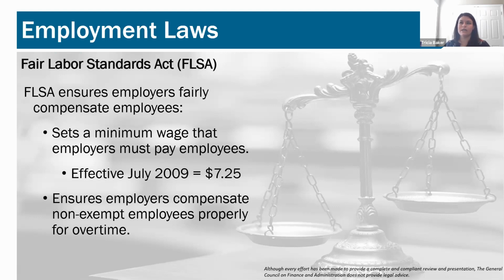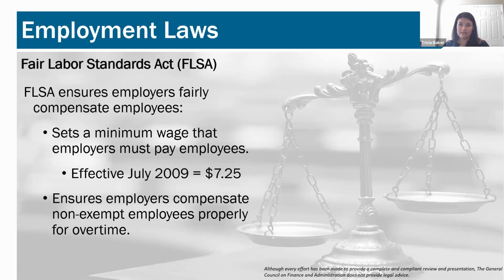So the Fair Labor Standards Act makes sure that you fairly compensate employees. And there are a couple of different components to this. It sets a minimum wage that you must pay employees in terms of an hourly basis if they are an hourly staff member. If they're an hourly staff member, they have to make at least $7.25 per hour. And that's been since July 2009. It has not changed on a federal basis since then.